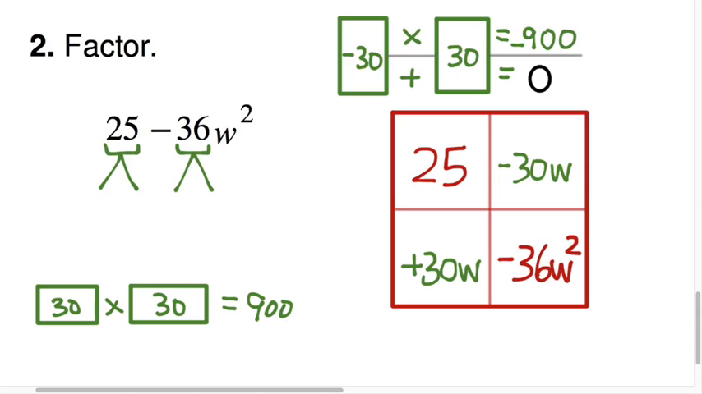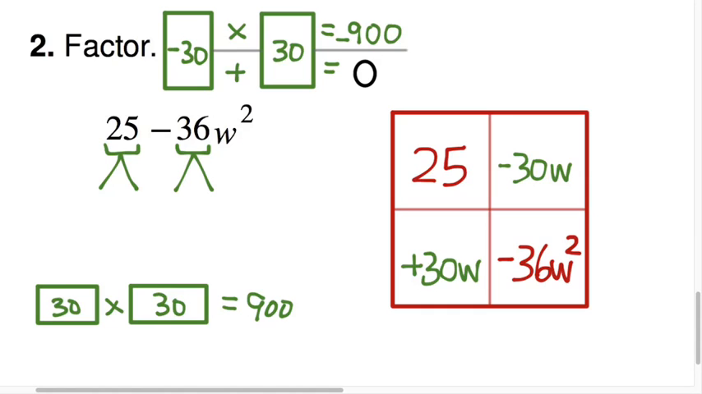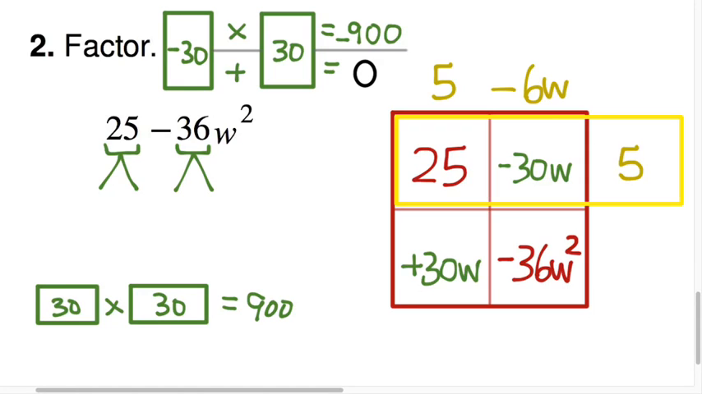Now all we have to do is fill out the outside of this grid. And just to economize some time, let me condense this step here. We're going to find the greatest common factor of 25 and negative 30w, and that greatest common factor is 5. And then 5 times 5 is going to give me 25. 5 times negative 6w is going to give me negative 30w. And then between this negative 6w and this negative 36w squared, or equivalently, between this 5 and this 30w, we see that the missing factor here is plus 6w. And that accounts for our answer.